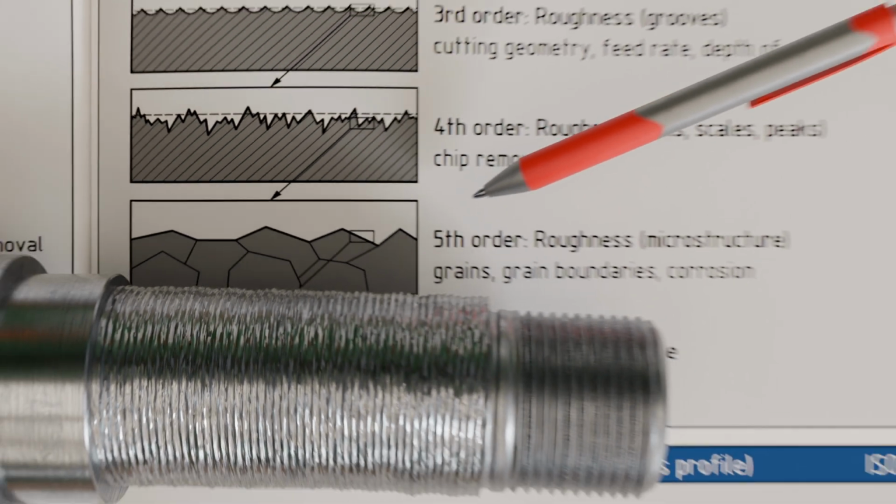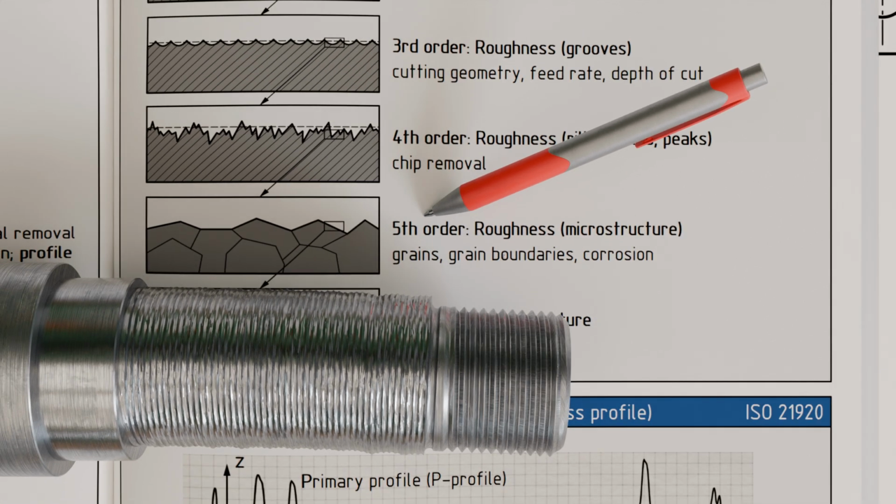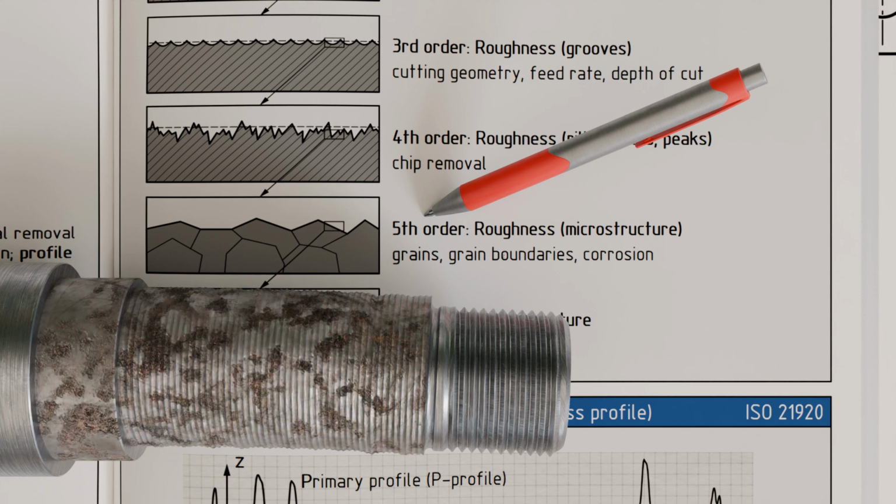These microscopic rills are referred to as fourth-order geometric deviations. An even more detailed examination reveals further roughness on the surface. Here, the microstructure comes into focus, which may undergo microscopic changes due to chemical processes such as corrosion, leading to roughening of the microstructure on a microscopic scale.